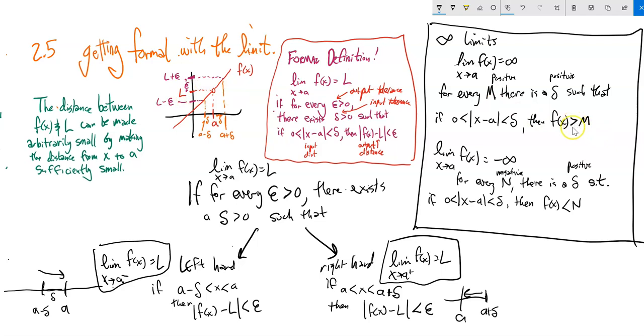It grows without bound. And the negative definition, it goes the same way, but it just says for any negative number, I can make the function less than that. So no matter what, you give me, you know, negative 5,000, I can give you a delta, right? A tolerance for this that will make this function less than that N, heading towards negative infinity.